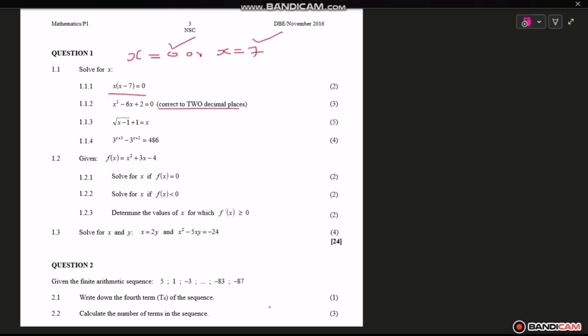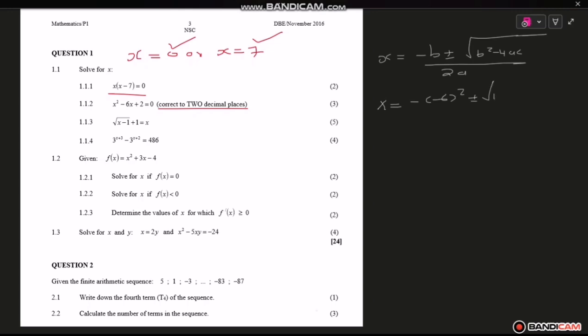Then all the time when you see "correct to 2 decimal places," this is the hint. They're telling you that you must use what? The quadratic formula. That's very important, and make sure that you work with a quadratic equation that is in its standard form. I hope you understand that. Therefore, you will substitute your values of a, b, and c into this formula.